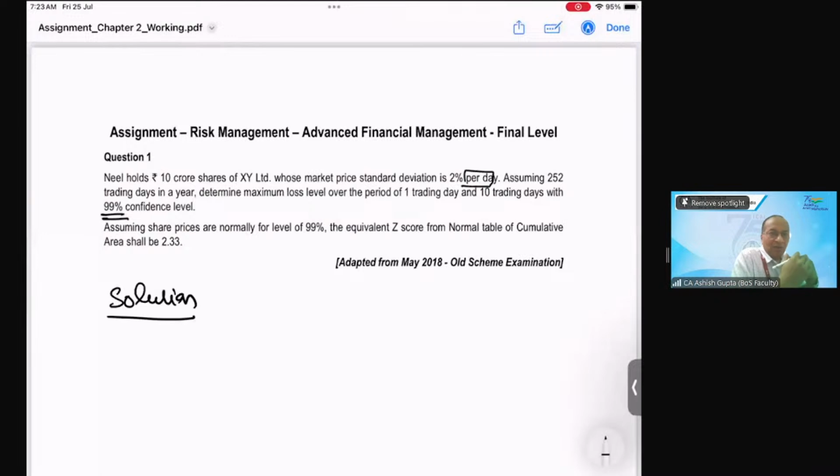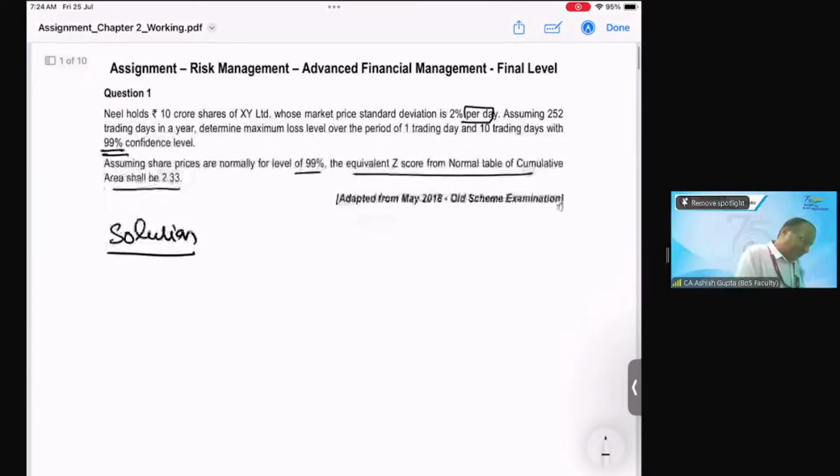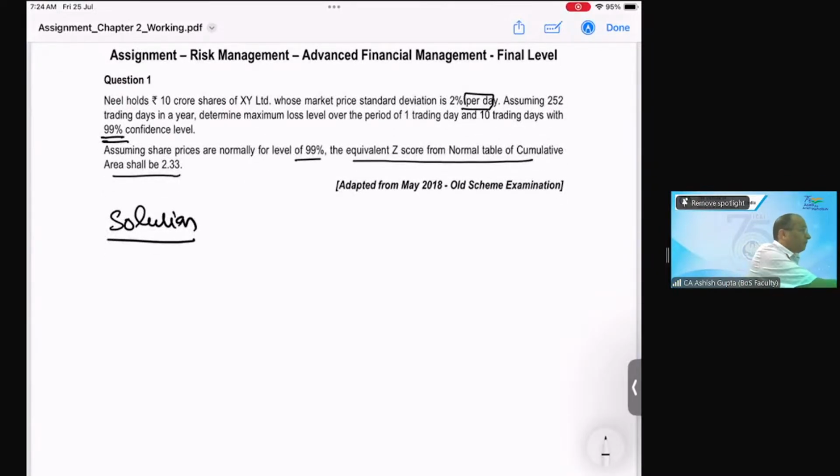I will show you that with more confidence, there are chances of losses. Assuming share prices are normally distributed, for a level of 99%, the equivalent Z score for the normal cumulative curve shall be 2.33. Even if it is not given in the question, please memorize it. It is very simple, there is nothing to worry about. Now let us see how we compute it. One very important point to note is that the higher the accuracy or confidence level, the higher the VaR calculation will be, the higher the loss estimate would be. Again, if the time horizon is longer, then the loss will be higher.